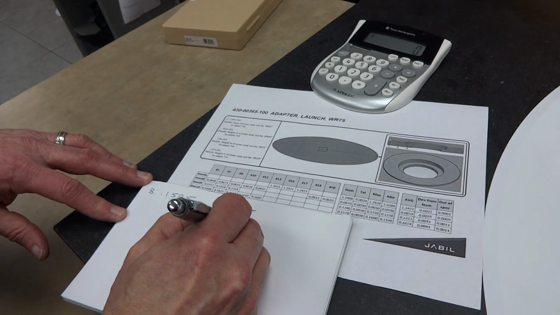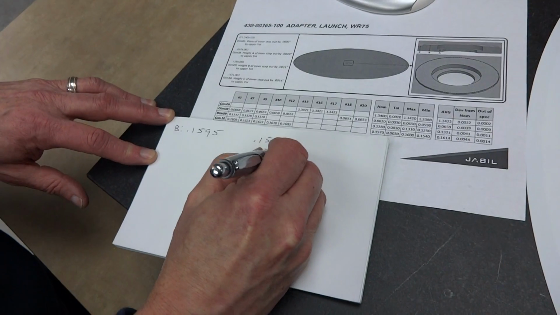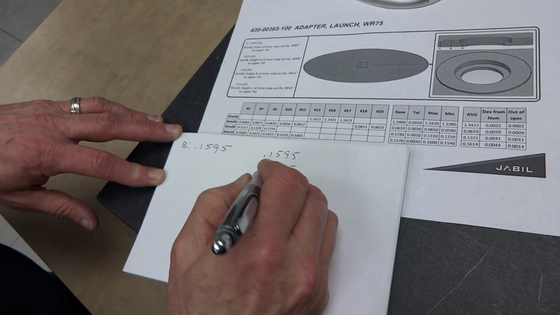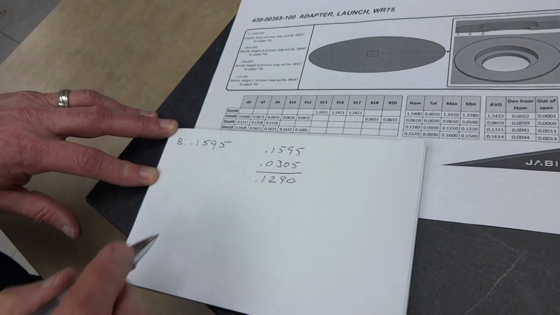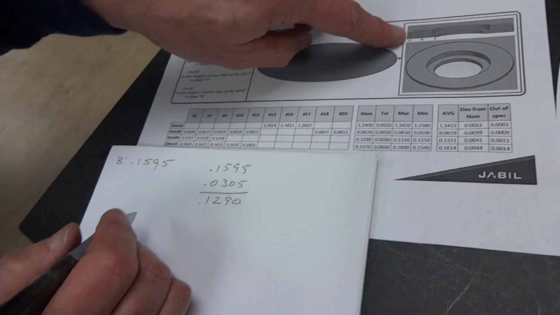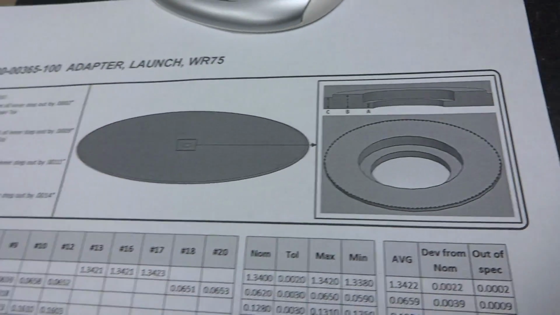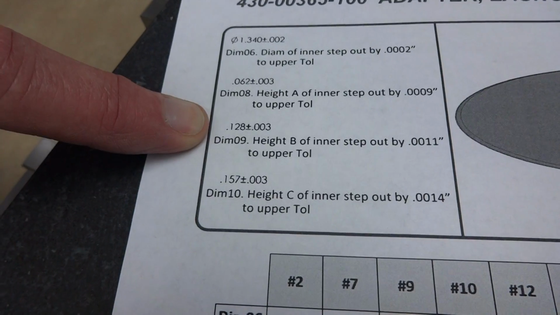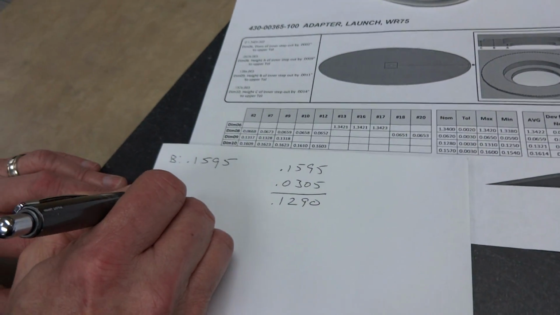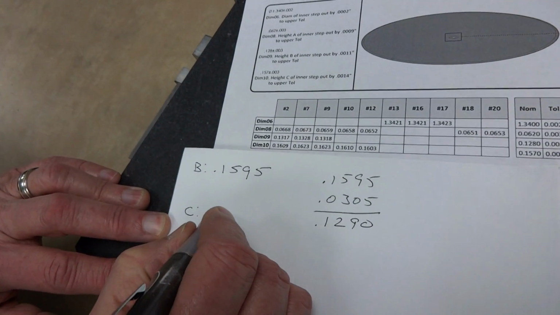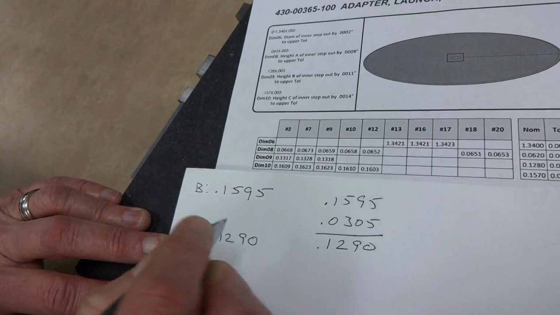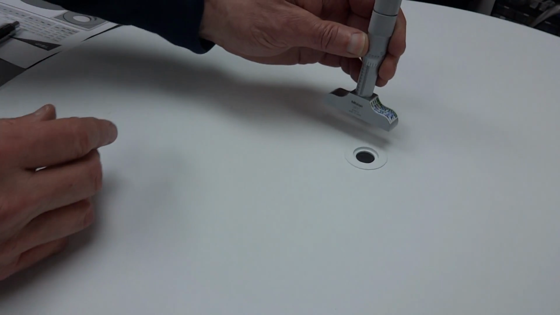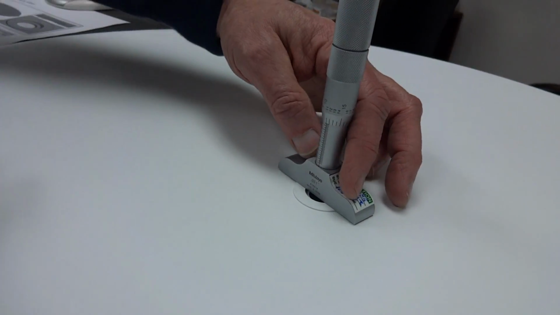0.1595 minus 0.0305 equals 0.129. So that would be our C dimension. It's 0.129. Requirement is 128 plus or minus 3. So C is 0.1290. Now we use the same method to determine the difference from B to A.